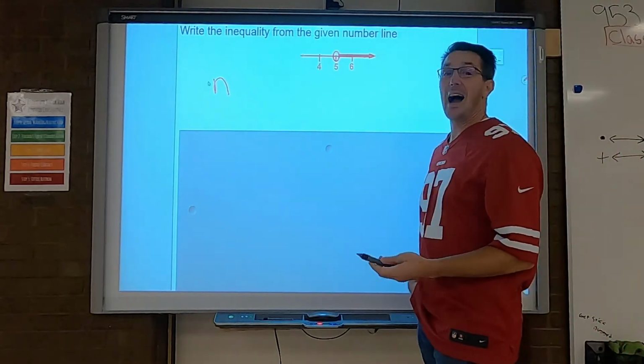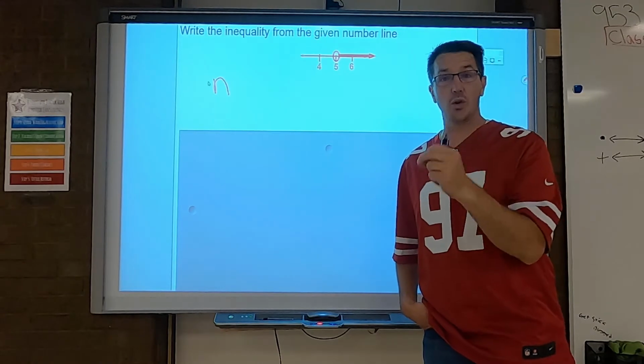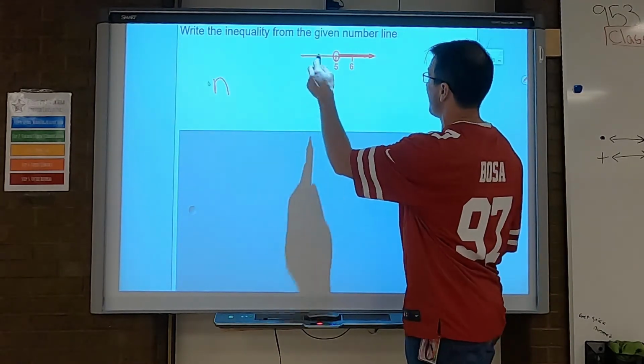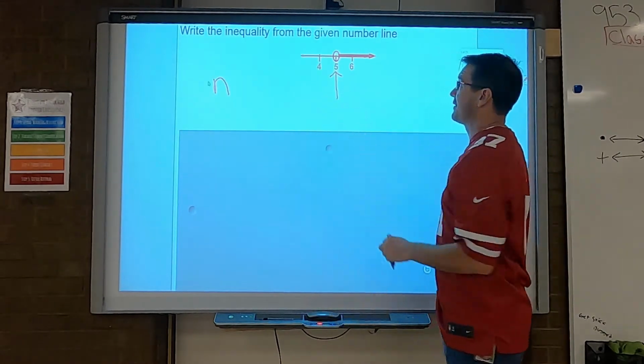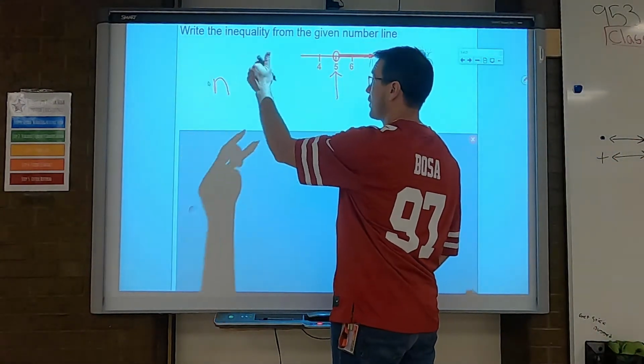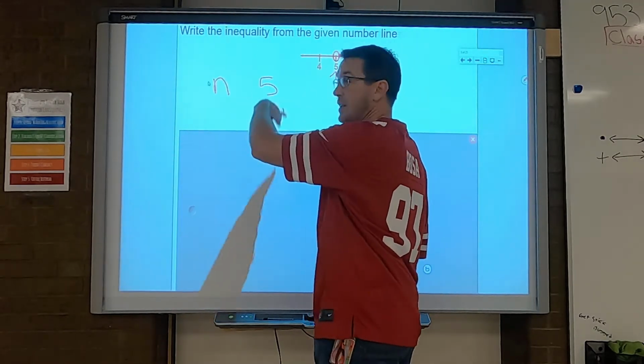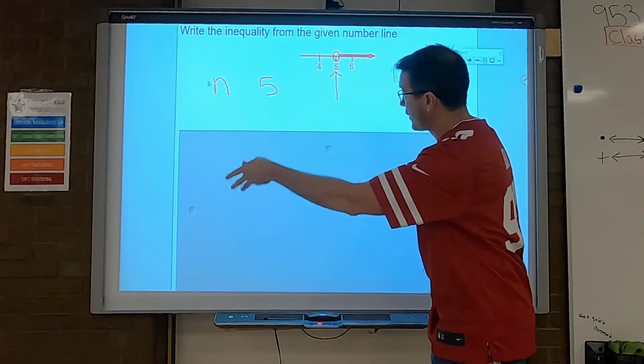And then I go to my graph and I look for where on the graph I have a circle or a filled in circle. And I look at the graph and I say, oh, right here on my graph at 5 I have a circle. So on the other side of my n, I'm going to put a 5. And I always do my variable first, and then the number I'm seeing on the graph.